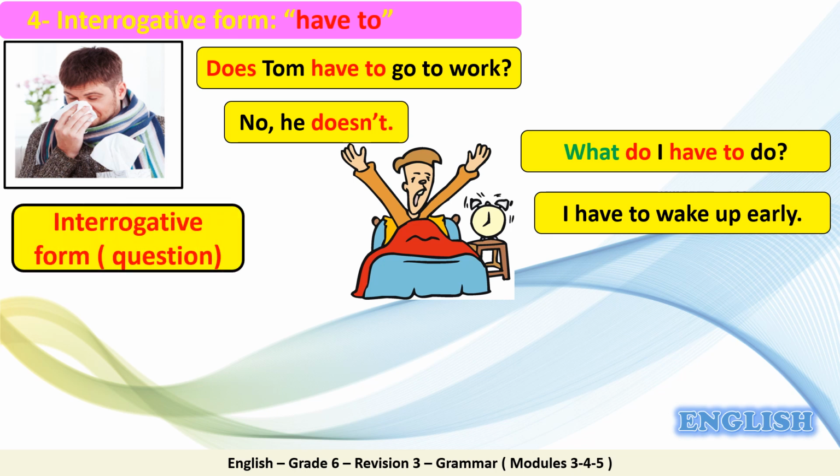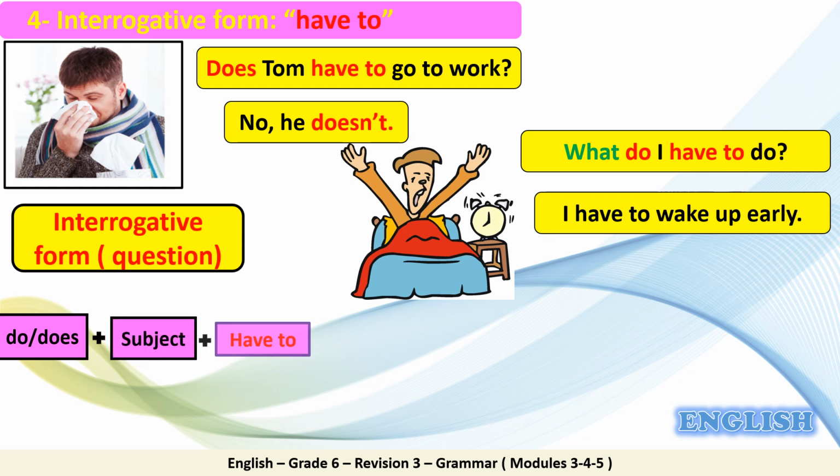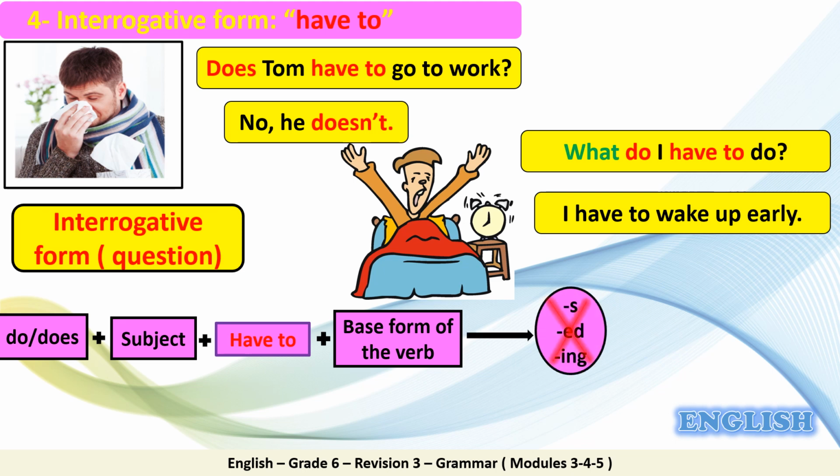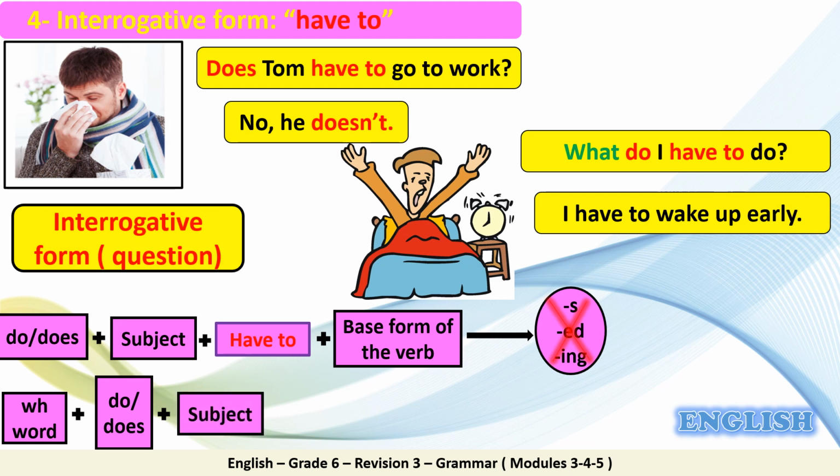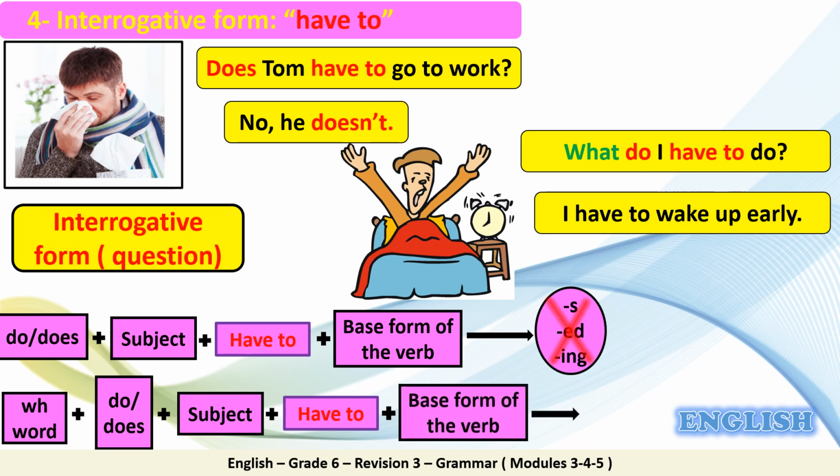So the rules: number one, yes/no questions. The questions must start with do or does plus subject plus have to plus the base form of the verb, and of course without any suffix. For WH questions, the sentence should start with the WH word, then do or does, then subject, after that have to, and the base form of the verb without any suffix.